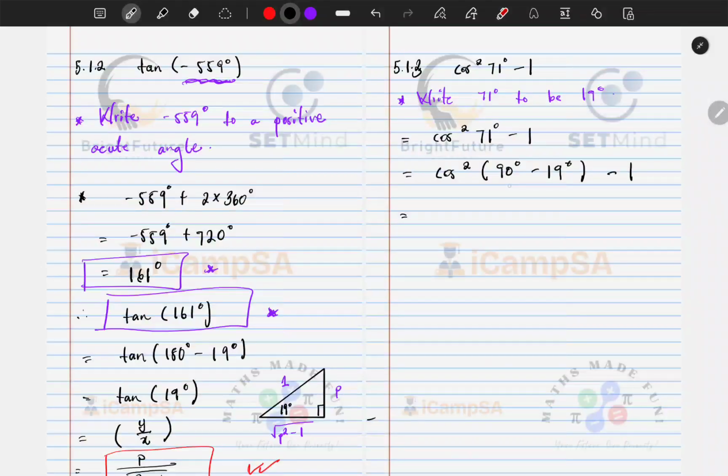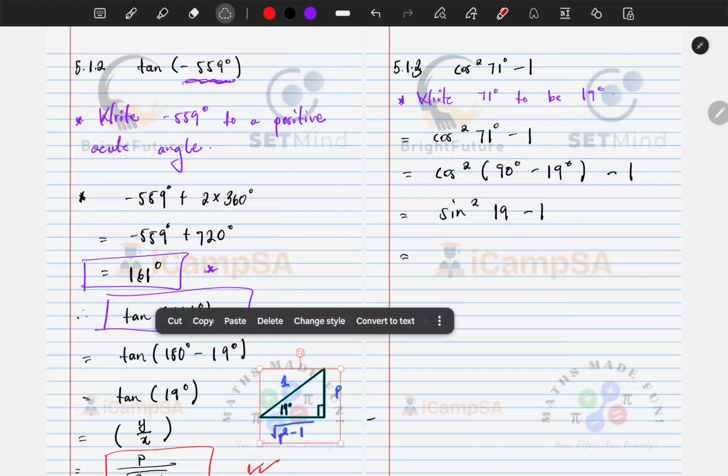So remember, now you have a cofunction. What this cofunction will represent is 90 minus, and 90 minus is in the first quadrant. So this is just going to be your sine squared 19 degrees minus 1. Right, so now we want your sine of 19 degrees.